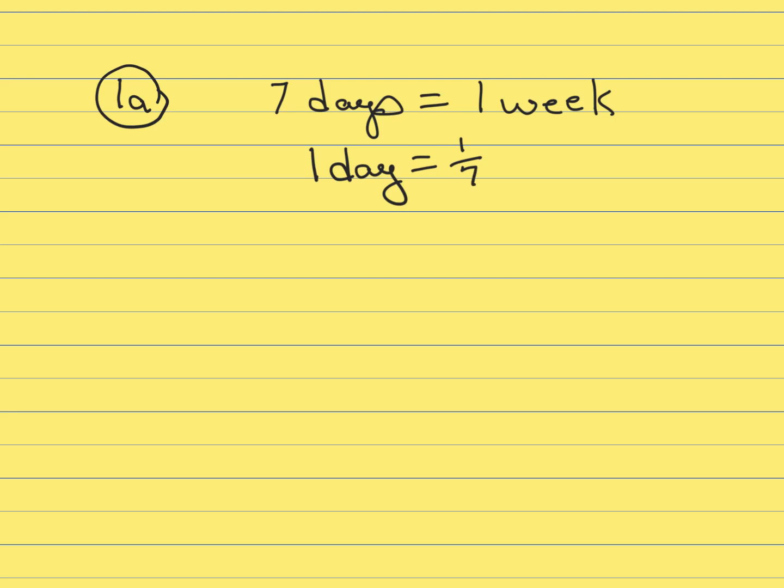So we know that 7 days are equal to 1 week. So we can say that 1 day is equal to 1 out of 7, 1/7. So 1/7 of a week would be our fraction. So that's how they got the fraction to calculate 42 days. So they multiplied 42 times 1/7, okay?